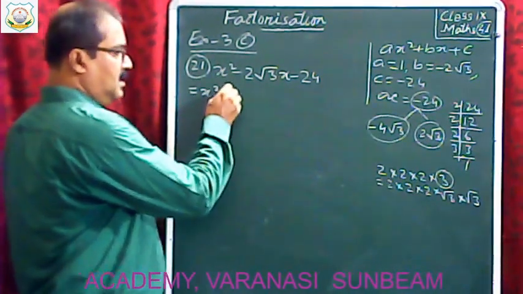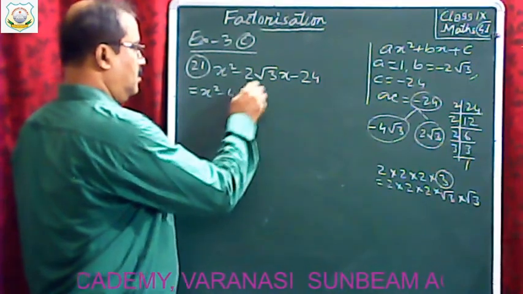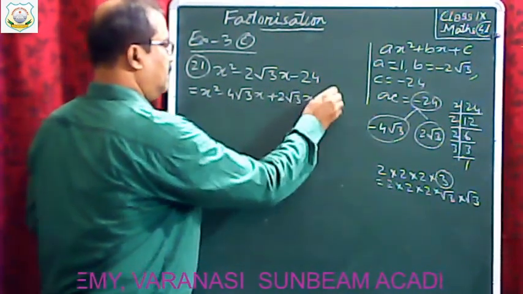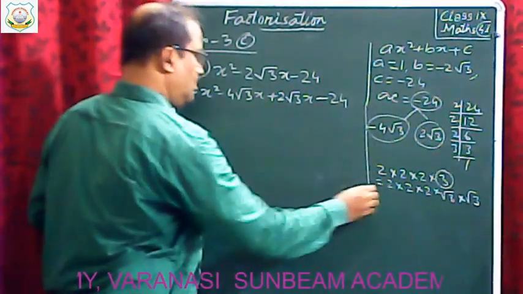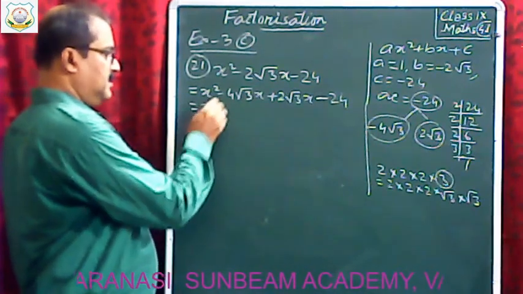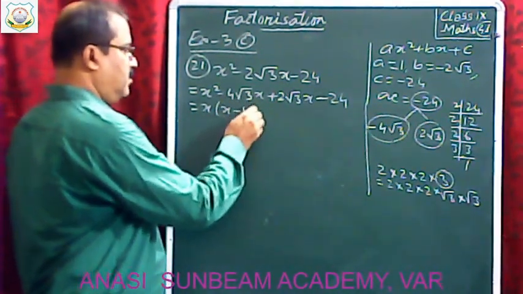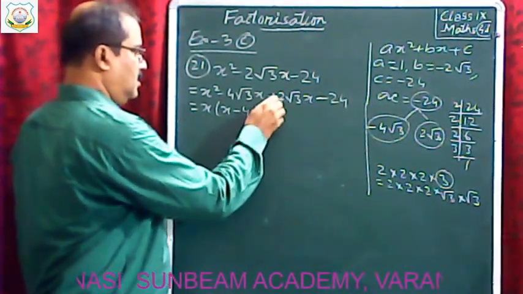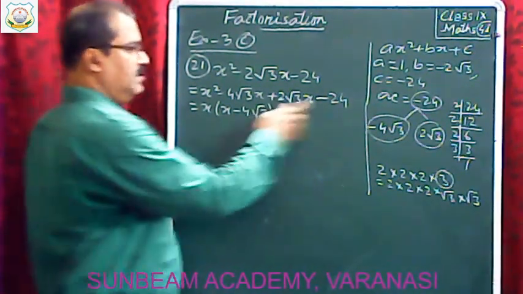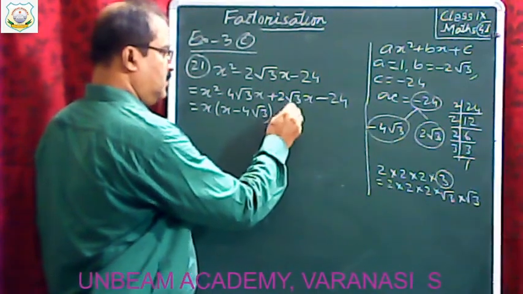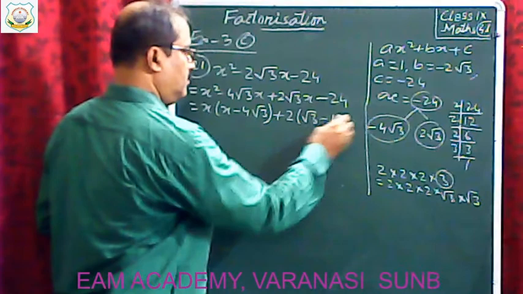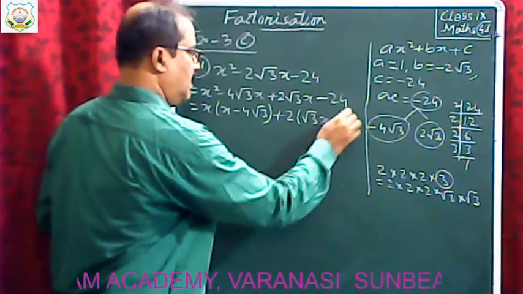X square minus 4 root 3x plus 2 root 3x minus 24. Now from the first two terms you have to take out common, that is x is only common, so x minus 4 root 3. From the second term 2 is common, so take out 2 common, so root 3x minus 12.